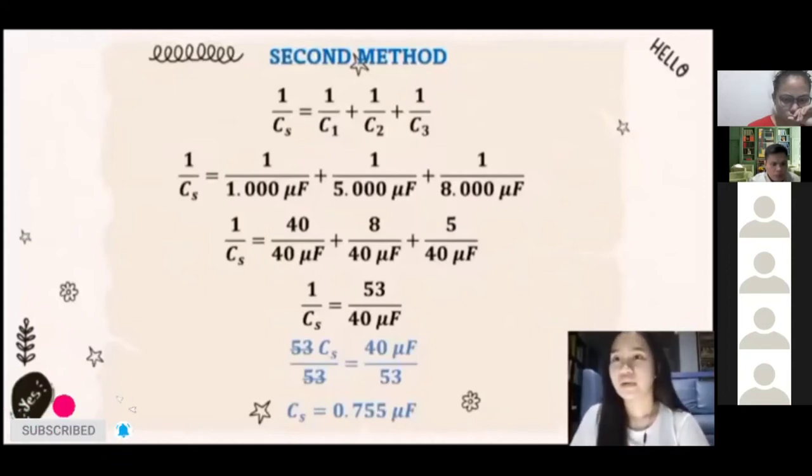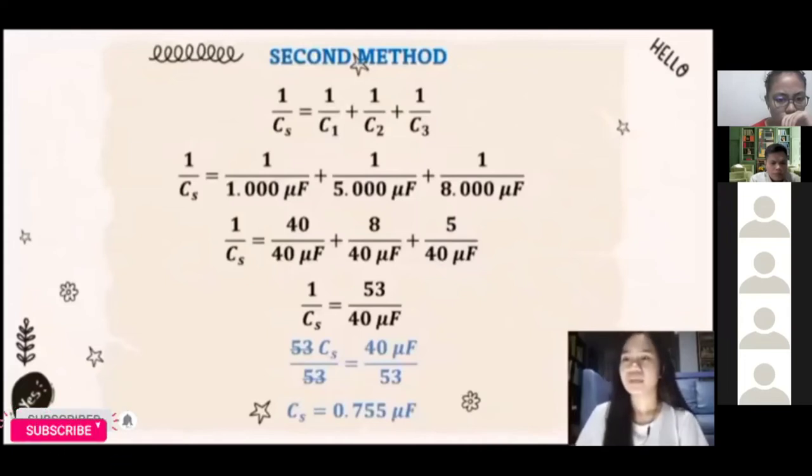So, 40 divided by 1 is 40. That will be our numerator. 40 divided by 5 is 8 for the second numerator. And 40 divided by 8 is 5, times 1 is equal to 5. So, ngayon, similar na yung ating fraction, we can add them together. So, 1 over C sub S is equal to 40 plus 8 plus 5, we get 53, and copy lang natin yung denominator. So, we have 1 over C sub S is equal to 53 over 40 microfarad.